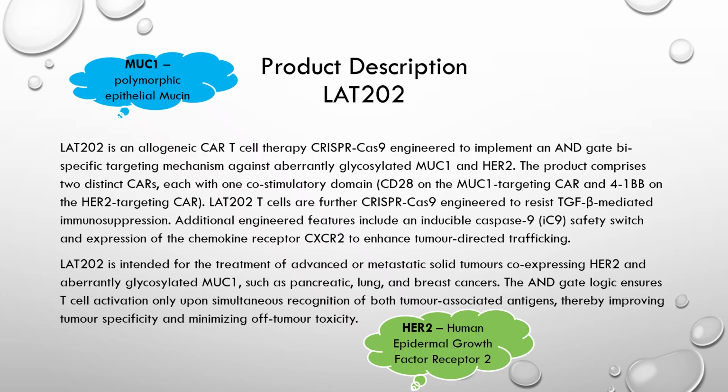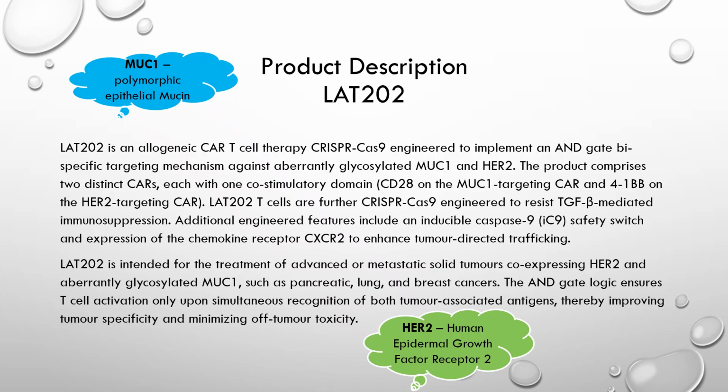So this inducible caspase 9 safety switch has been incorporated, as has the CXCR2 chemokine receptor that enhances tumor-directed trafficking, so that the T cells are directed by the gradient, the CXC, I can't remember what it is, the gradient towards the tumor, so that they are attracted to, directed to, and able to locate the tumor.